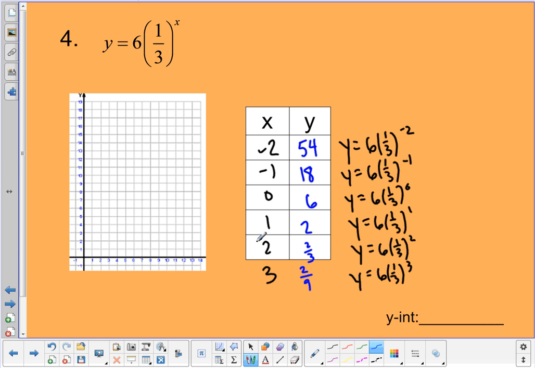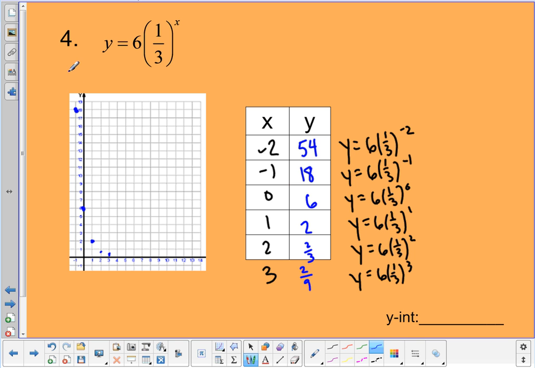Okay, so these are my y values that I came up with. If you take a look at that table there. Notice now that my y values seem to be decreasing. So at -2, I'm up at 54, which is way off my coordinate plane. But then at -1, I'm at 18, right about there. And then 0 down here at 6. Then 1 down here at 2. 2, I'm at 2/3. And then 3, I'm at 2/9, which is really close to that x-axis.